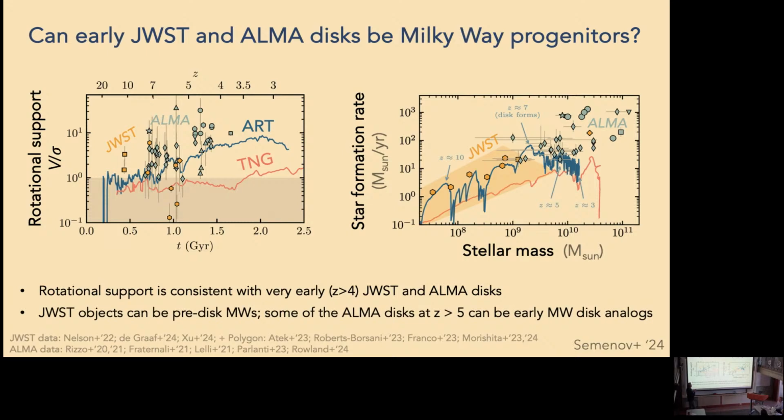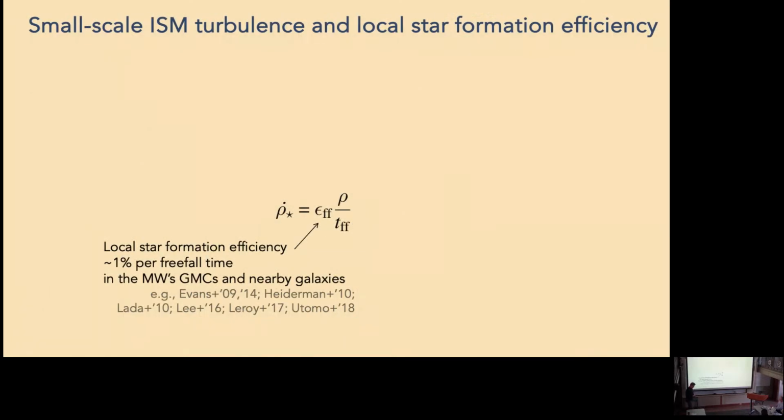And also, this galaxy looks very similar to the early disks that we see with ALMA, and now there's new data coming from JWST on the kinematics of early galaxies. But what it means is that at least some of these early disks can be progenitors of Milky Way-like systems. And the really cool thing that we can do in these simulations is that we can tell what's going on on small scales. We can make predictions about the star formation on the scales of individual star-forming regions, because of the way star formation is modeled in the simulation.